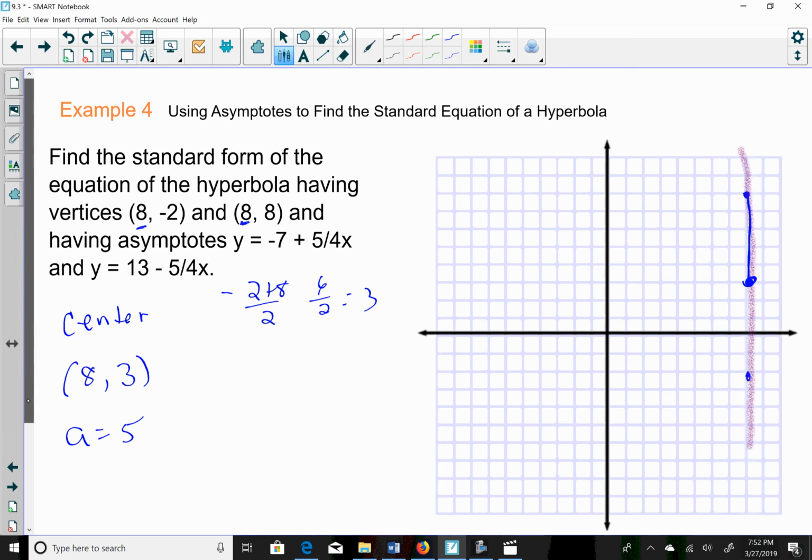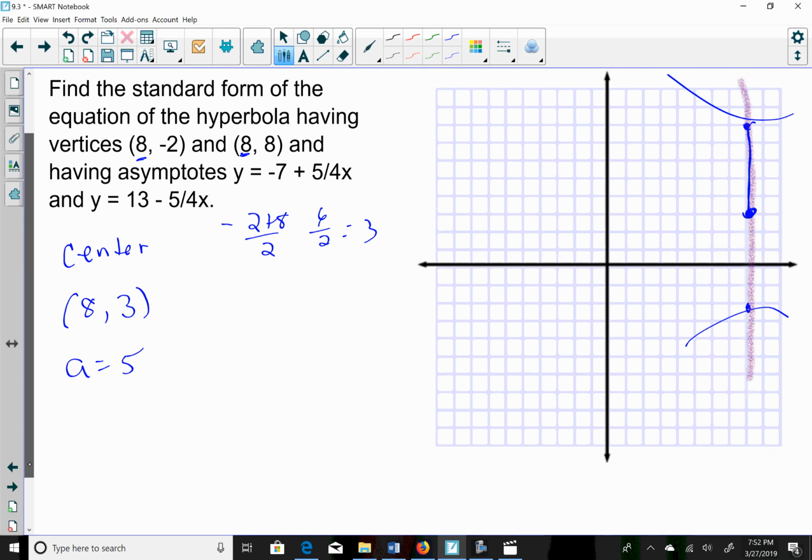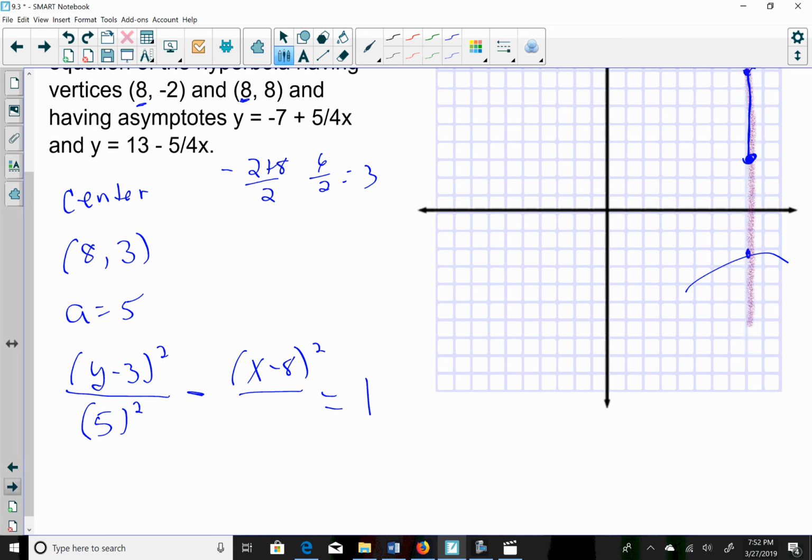So I can see that if this is a vertex, I know my hyperbola is going to open up and down, which means the y is the variable that's positive. So I'm going to do y minus 3 squared, because that's my k, over my a squared. So this will be over 5 squared, minus x minus 8 squared over, I don't know b yet, I'm going to have to figure that out, is equal to 1. So I have 3/4 of my equation written just based on the first part of the information that they gave me.